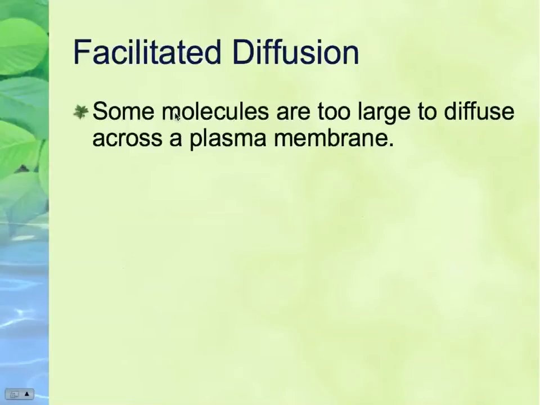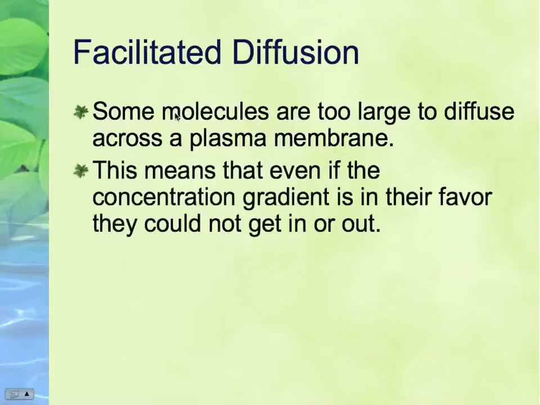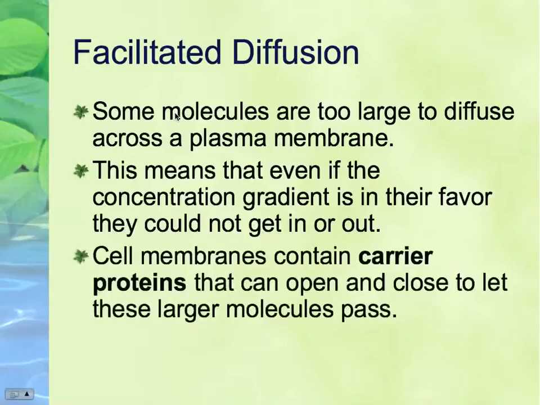Last thing we'll talk about is facilitated diffusion. In this case, some molecules are simply too large to fit through the plasma membrane. Luckily, we've already studied the plasma membrane and therefore know that even though the concentration gradient is in their favor, they may not have a way to get in and out, so the carrier proteins that are in that membrane can open and close like a door, letting the molecules through.